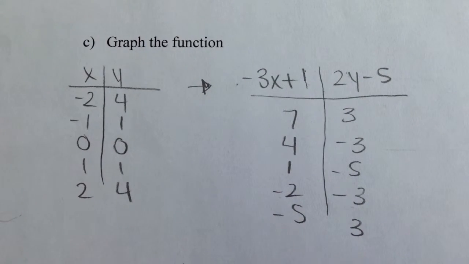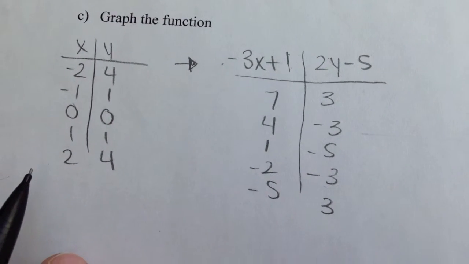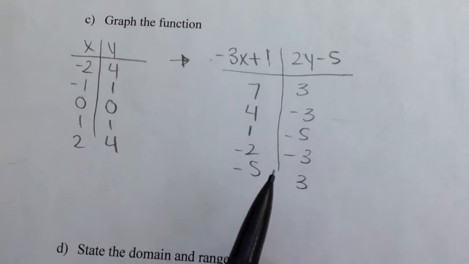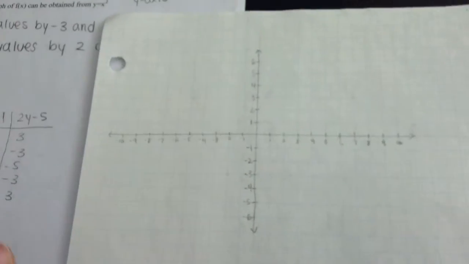To graph the function, you're going to have to use mapping notation. These are the x and y values for a quadratic equation, and these are the new x and y values after using mapping notation. I'll graph the equation now.